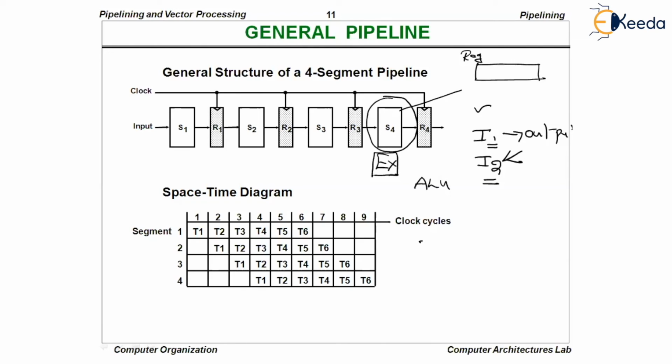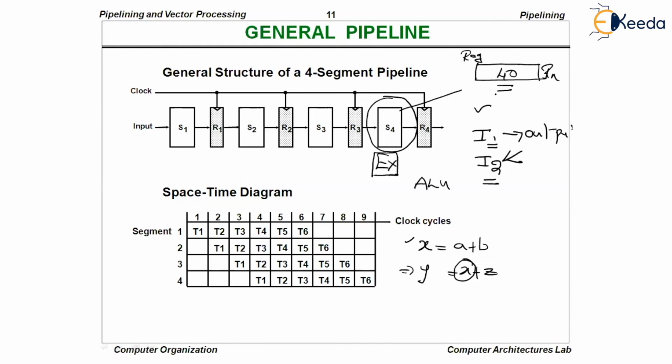Take x equals a plus b, and y equals x plus z. Here x is important. For the second instruction, the x value should be available, so the first instruction should be executed first. The moment the first instruction gets executed, it writes the x value into some register, Rn. Then the x value is produced. Only then can the second instruction enter into the pipeline, because the corresponding register for x is updated, so that it will be able to read it.